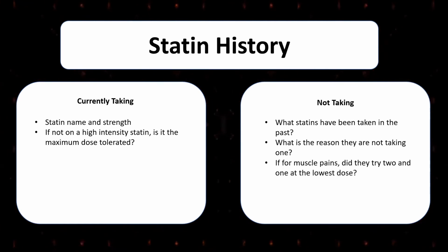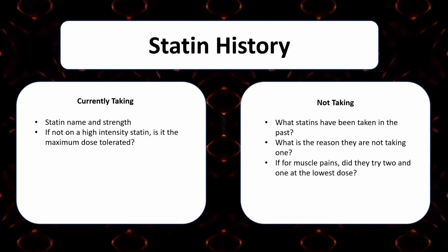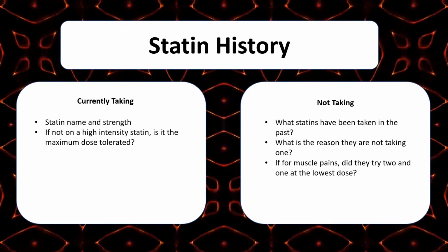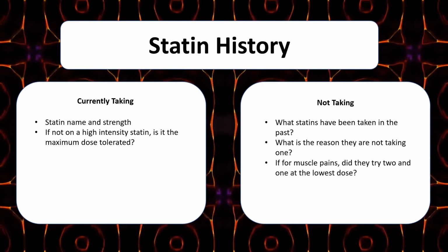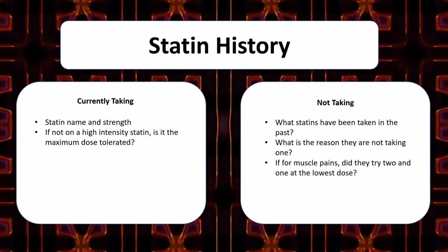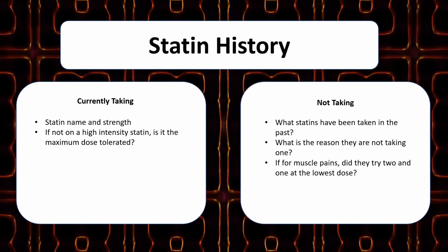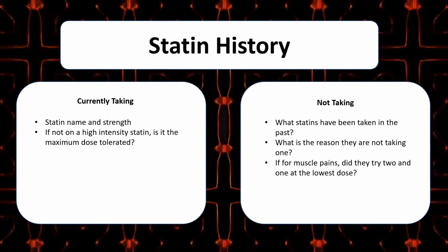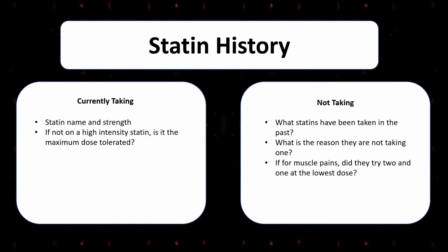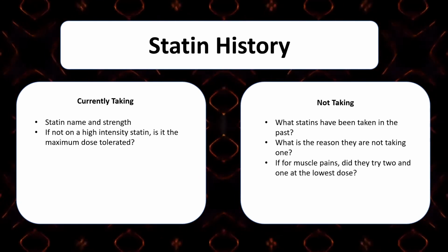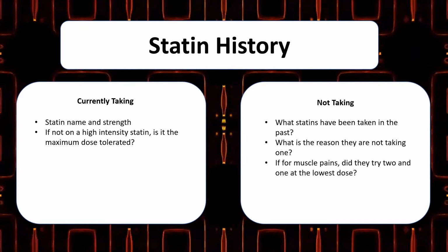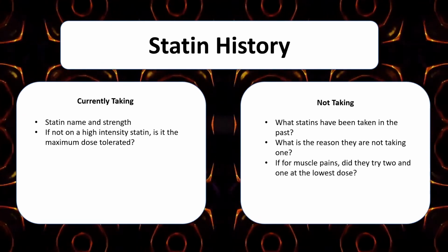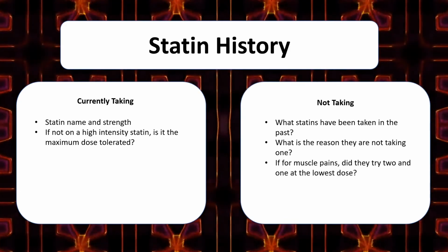The last important piece of documentation is the statin history. The patient is going to be in one of two states, either currently taking a statin or not taking a statin. If they're currently taking a statin, we're going to want to know the name of the statin and what the strength is. If they're not on a high intensity statin, but they are on the maximally tolerated dose, you will want to include that. Some insurers will require that they have tried and failed a high intensity statin or give a reason why they could not take a high intensity statin.